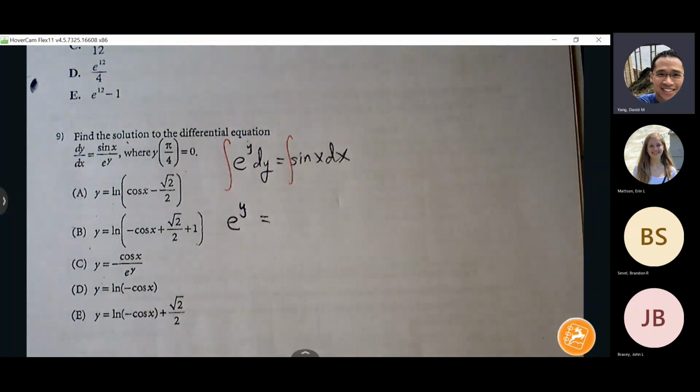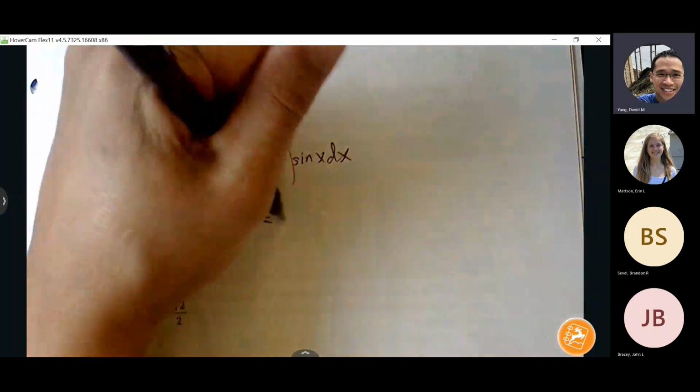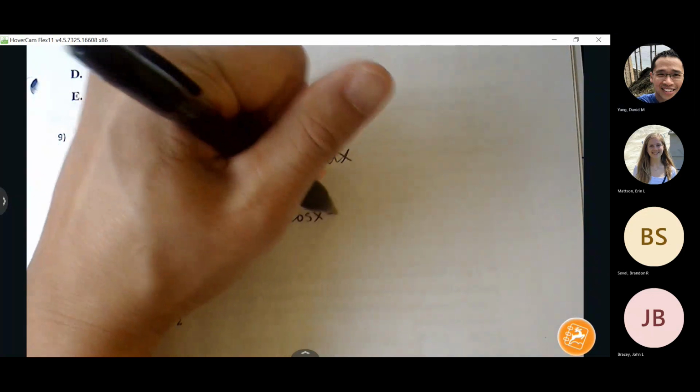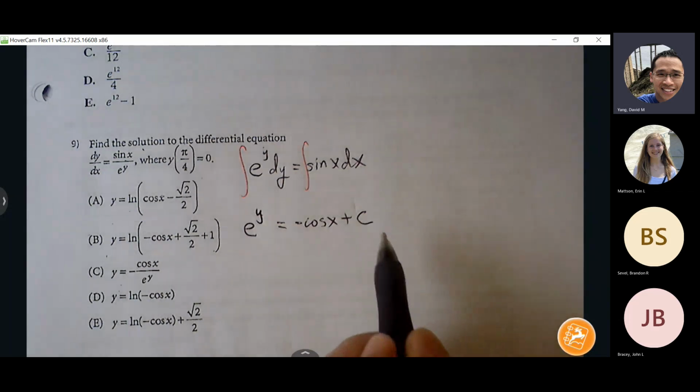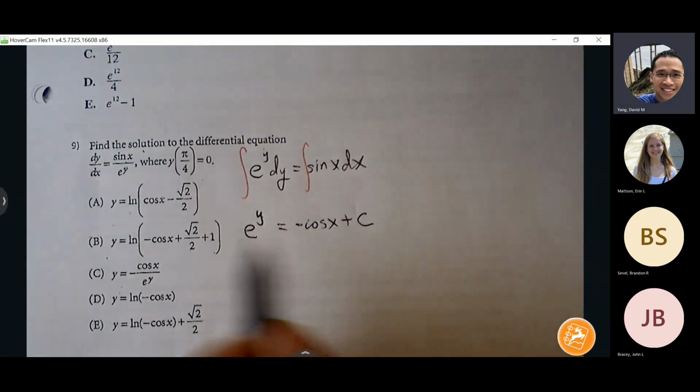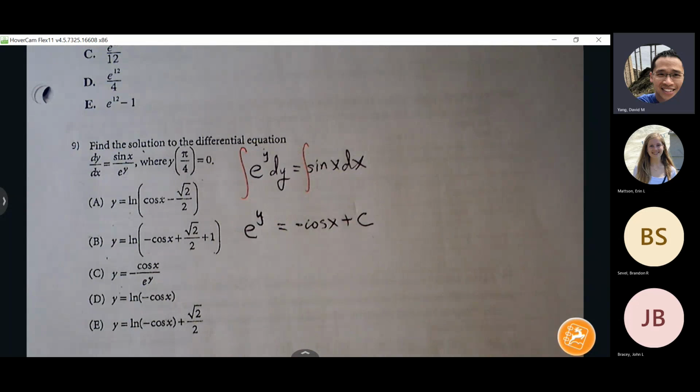Sine of x, what's the integral of sine of x? Negative cosine of x, yeah. So that's a relatively easy process here. We found the antiderivative. I think the messier part is trying to do the algebra portion, trying to get that y by itself. There's two things left to do. We've got to solve for c, and then we have to worry about solving for y.